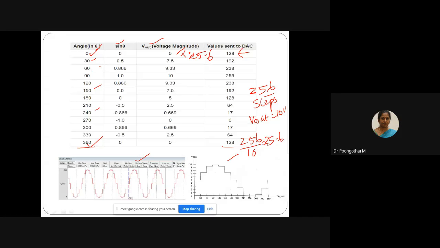Suppose you want to get a better looking, more accurate sine waveform, you recalculate this table for 2 degrees. So every 2 degrees you have to calculate the values. In that case, we can get an accurate, exact sine waveform.